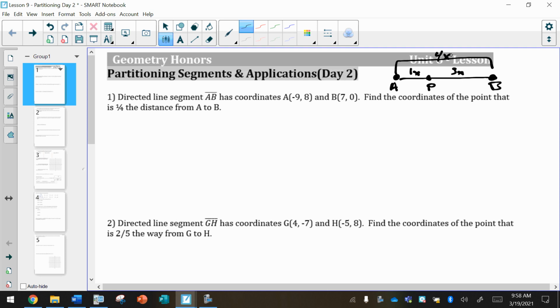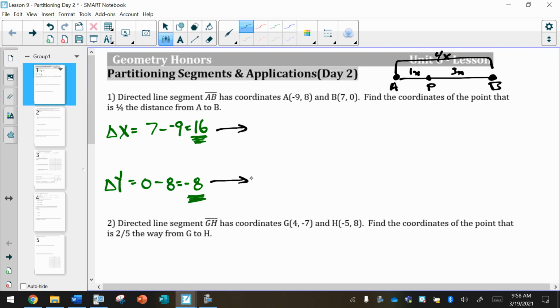So the steps and skills that we did in the last lesson, we found the change in x first. So that'll be x2 minus x1. That makes a 16. And then we had to do the same thing with our change in y, with y2 minus y1. That gives us the horizontal and vertical component of change from one point to the next. So horizontally from A to B, it's a total of 16 units. And vertically from A to B, it's a total of 8 units.